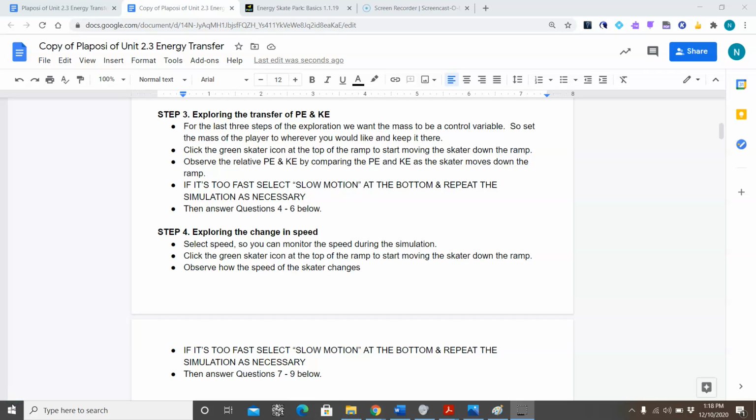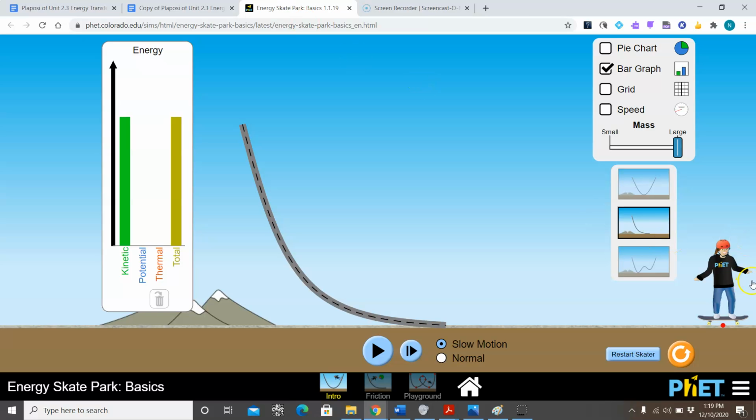That's it for step 2. Now we're moving on to step 3. For step 3, what we're going to do is explore the transfer of potential and kinetic energy. So we are going to click the green skater icon at the top and observe the relative potential and kinetic energy as the skater moves down the ramp. Then we'll answer questions 4 through 6. I'm going to keep the mass on large.